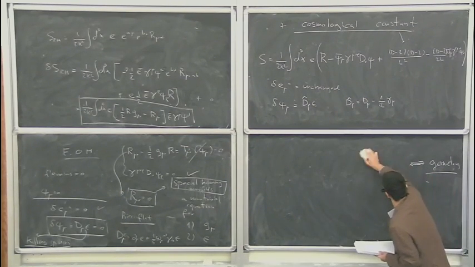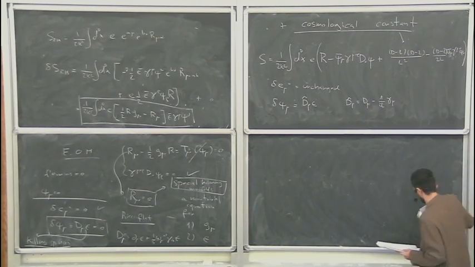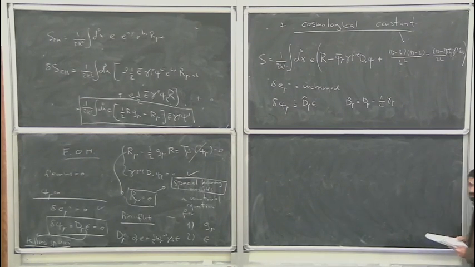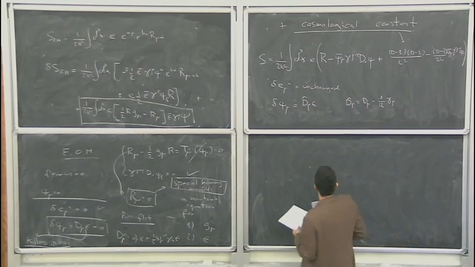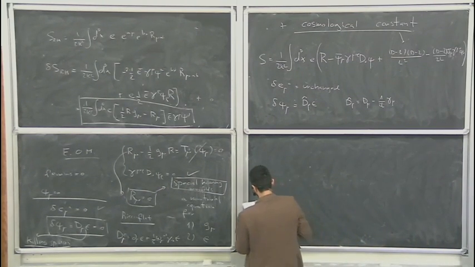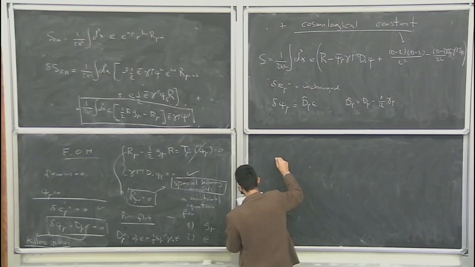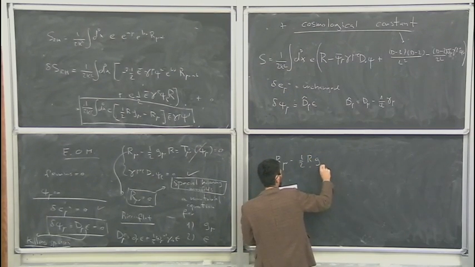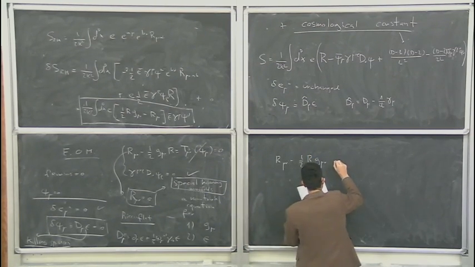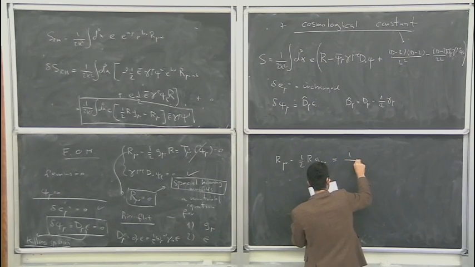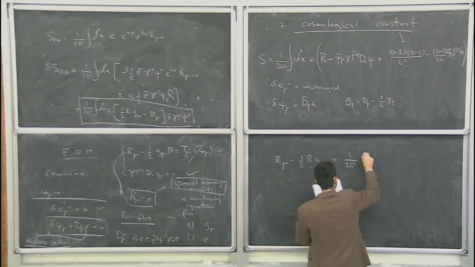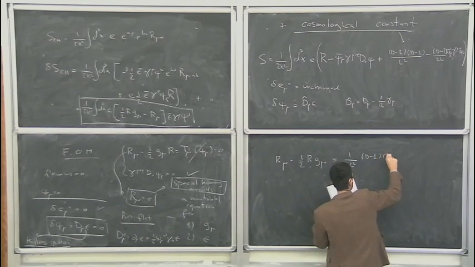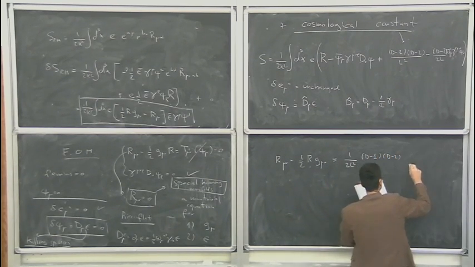The equations of motion, namely the Einstein equation and the Rarita-Schwinger equation, are also modified accordingly from the action. For example, the Einstein equation reads R_{μν} minus half R g_{μν} is equal to 1 over 2L² (d−1)(d−2) g_{μν}.